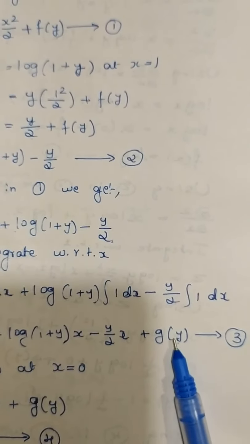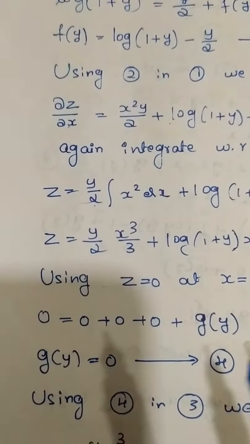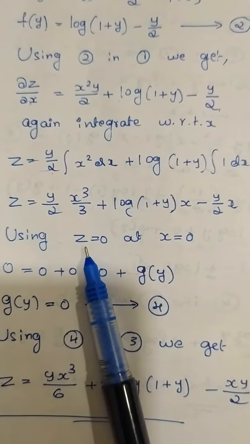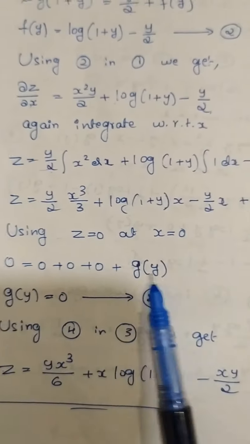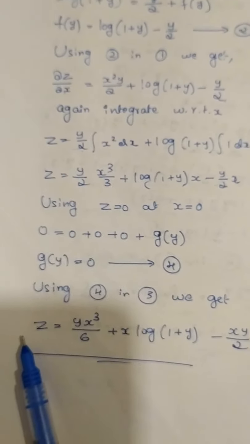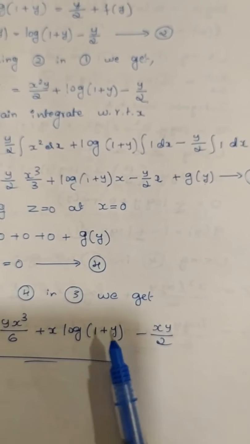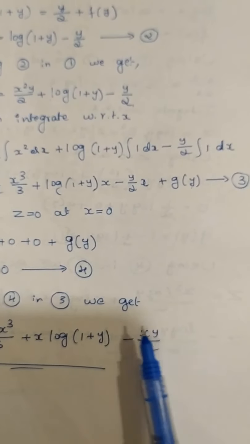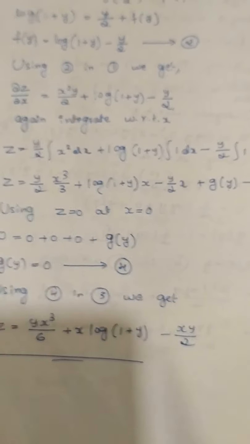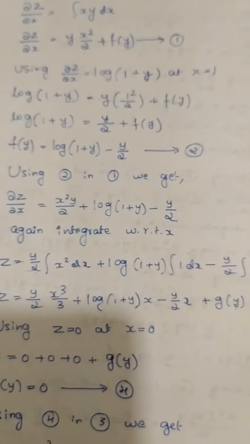Okay, now find g of y using the second condition, z is equal to 0 at x is equal to 0. Using this condition, finally g of y is 0. Now substitute here. Then z is y x cube by 6 plus x log of 1 plus y minus xy by 2. Okay, this is about your partial differential equation model 4. Okay.